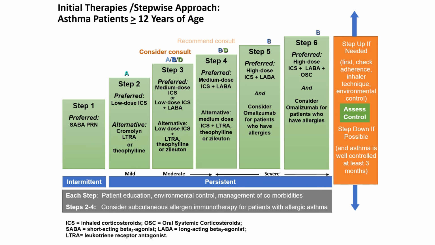And see, this is not only a step up approach, you can also move down. So step up if needed and step down if possible, based on the control that you are achieving with the patient. Step down if possible, if asthma is well controlled for at least 3 months.